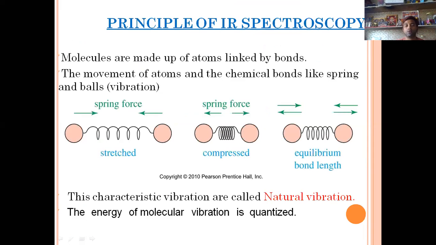Now we come to the next important topic, the principle of IR spectroscopy. We know that molecules are made up of atoms, and they are linked with each other through covalent bonds. The movement of atoms and the chemical bonds is like spring and ball. The bonds behave like springs, and the atoms behave like balls. These bonds can be stretched, they can be compressed, and at equilibrium they can be rotated also, like we discussed in conformation analysis. Rotation through one bond is possible. So this can happen in a molecule.